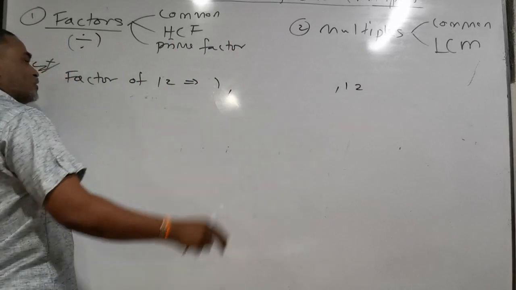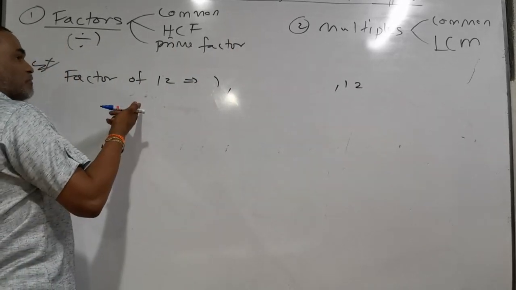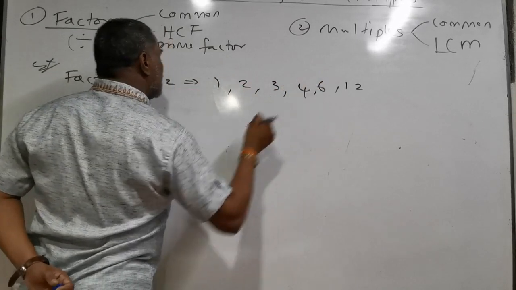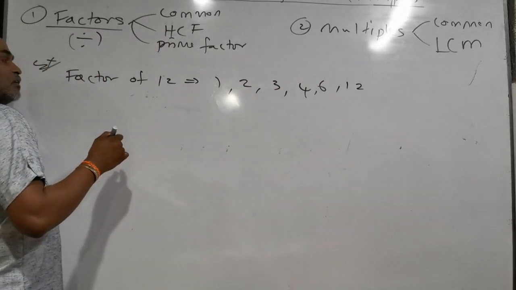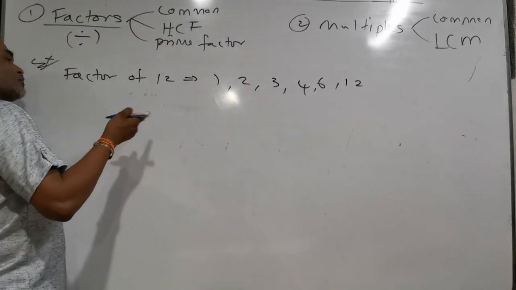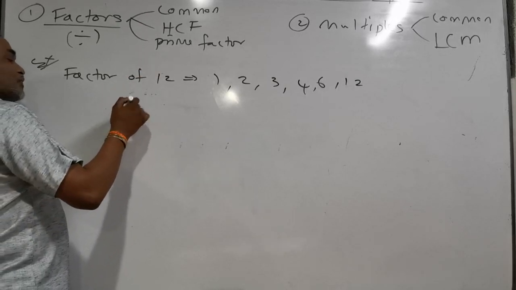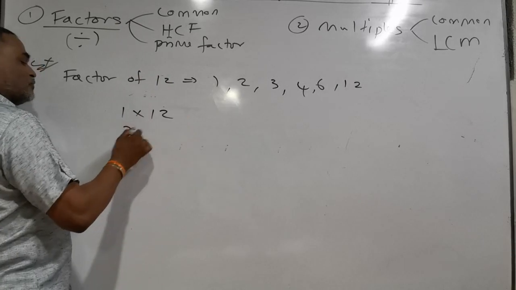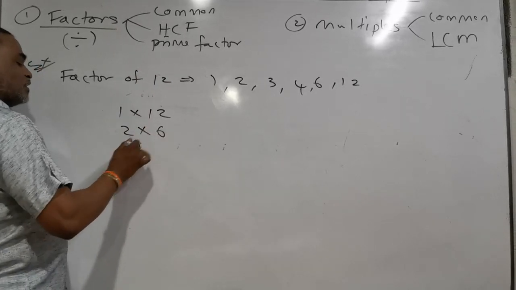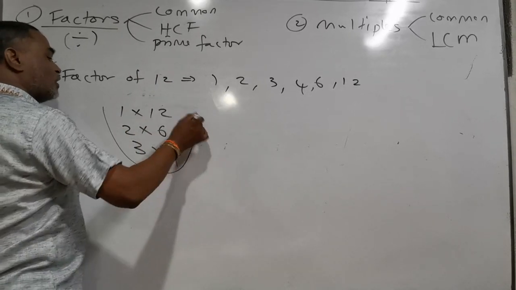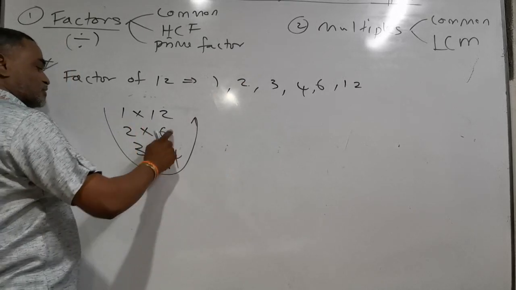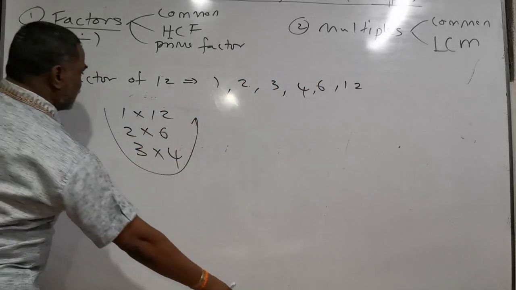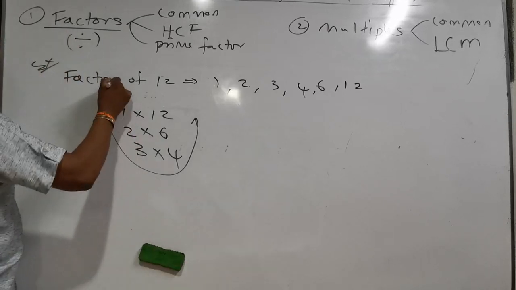Then you see between 1 and 12 what numbers can divide 12. There will be 2, 3, 4, 6. Those are called factors. Another way to get the factors is to get the products of 12: 1 times 12, 2 times 6, 3 times 4. You list them all and you get the answer: 1, 2, 3, 4, 6, 12. That's another way to get the factors of 12.